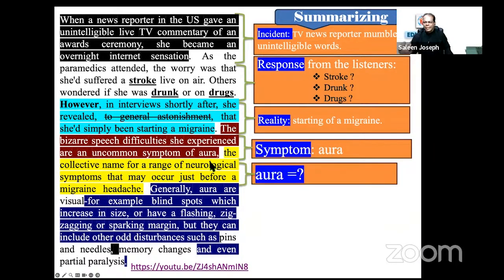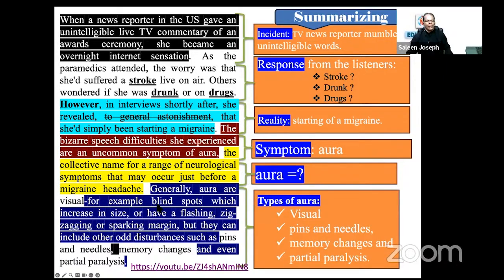What is aura? The next portion of that sentence explains what is aura. The collective name for a range of neurological symptoms that may occur just before a migraine headache. Aura means a collection of symptoms. Aura refers to a collection of symptoms that may occur just before a migraine headache. So what is aura? Explained again.